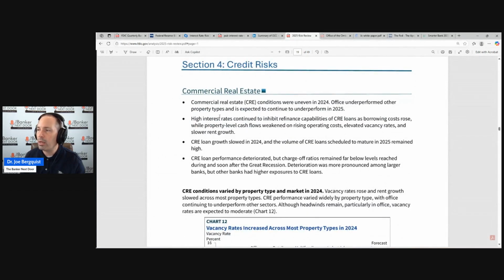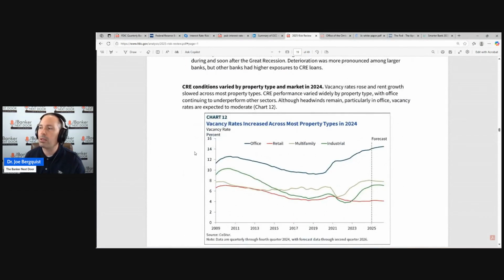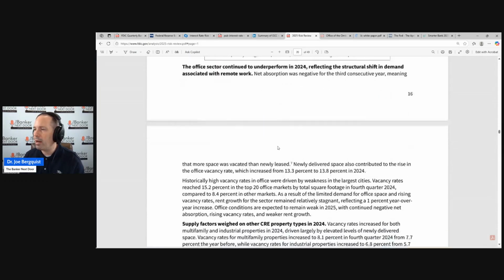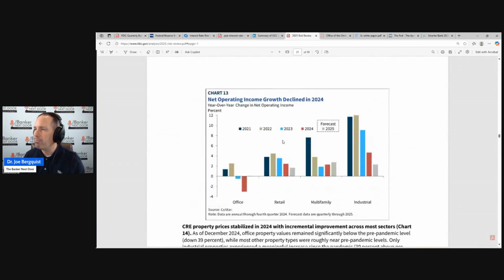And then we get into credit risks, commercial real estate. Obviously, the office sector is of main concern. I would say a little bit of concern there in multifamily and industrial. Retail, amazingly, seems to be fine. Retail for a long time was kind of like the problem child, but now there's a little bit of vacancy in multifamily and industrial. So a little bit of an issue there, things to keep an eye on.